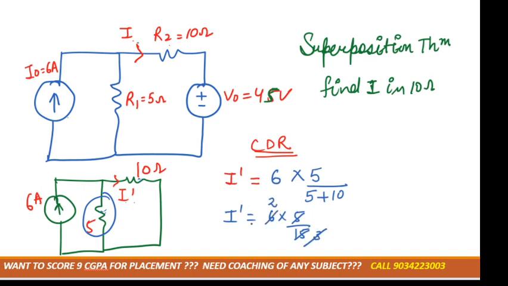So it would be 3 twos are 6. So I dash is equal to how much? 2 ampere. Okay, got it?